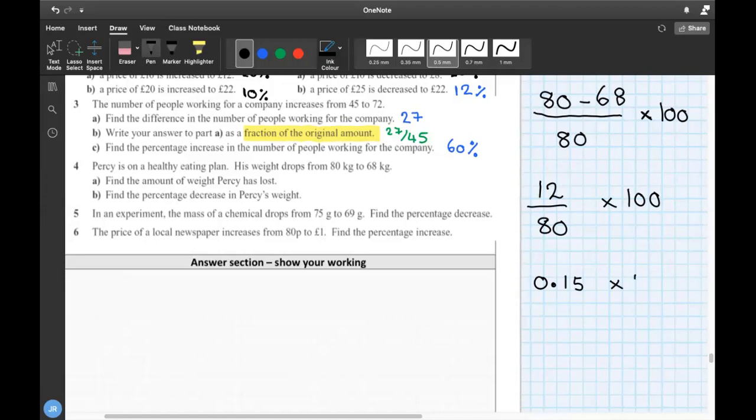0.15. Multiply that by 100 and you get 15%. So the amount of weight Percy lost was 12. It's all in kilograms, so our units will be kilograms there. And the percentage decrease in Percy's weight was 15%.